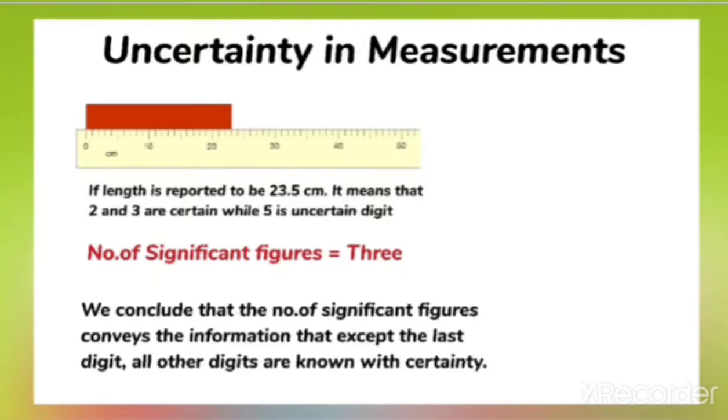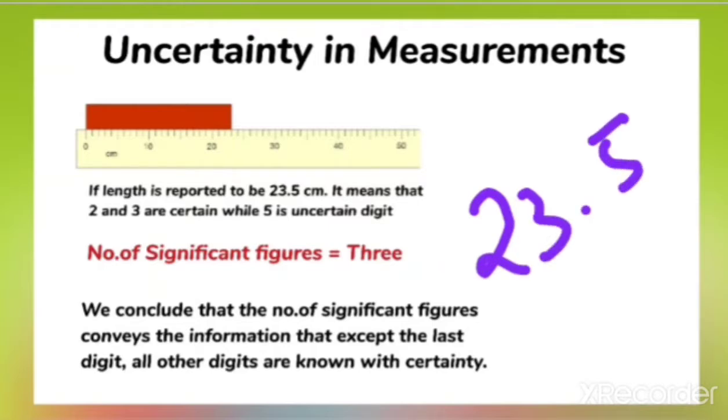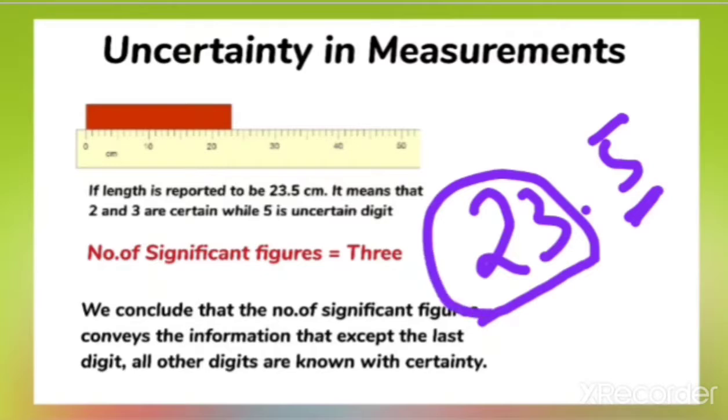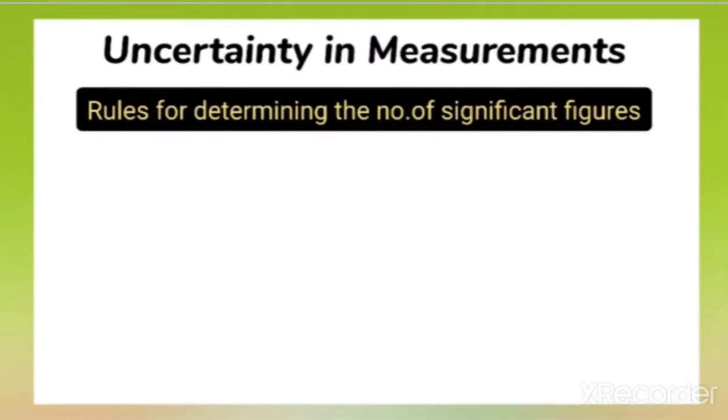We conclude that the number of significant figures conveys the information that except the last digit, all the other digits are known with certainty. In this case, from the value 23.5, except the last digit, that is 5, all the other digits are known with certainty. Now, there are certain rules for determining the number of significant figures. So let us check what the rules are.